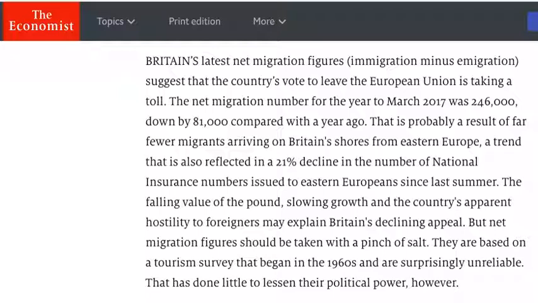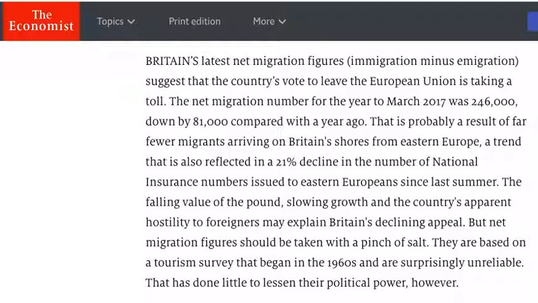That is probably a result of far fewer migrants, far fewer, arriving on Britain's shores from Eastern Europe, a trend that is also reflected in a 21% decline. Decline is like a fall, so this is a synonym. 21% decline in the number of national insurance numbers issued to Eastern Europeans since last summer.